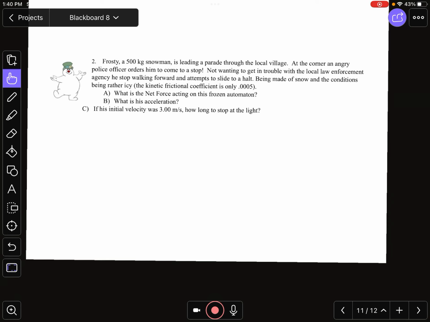only 0.0005. What is the net force acting on this frozen automation?